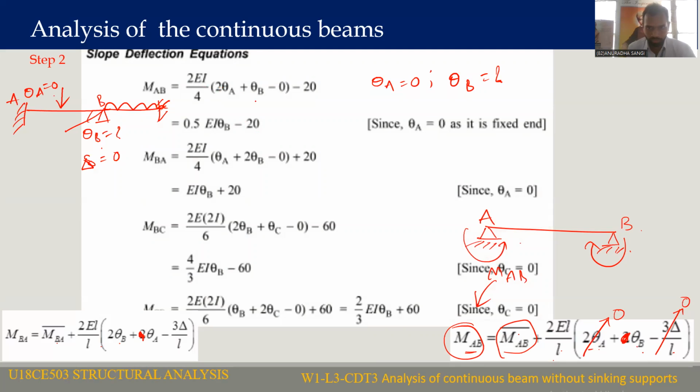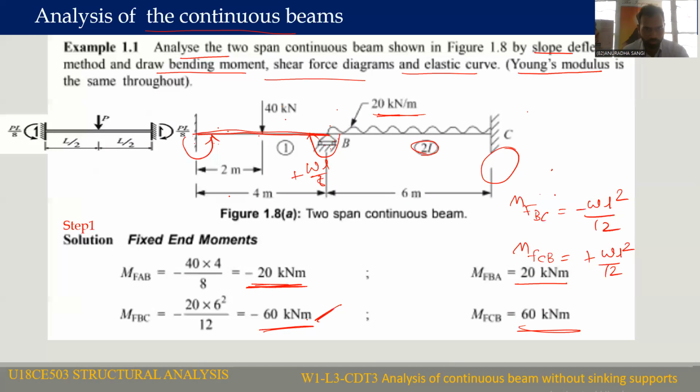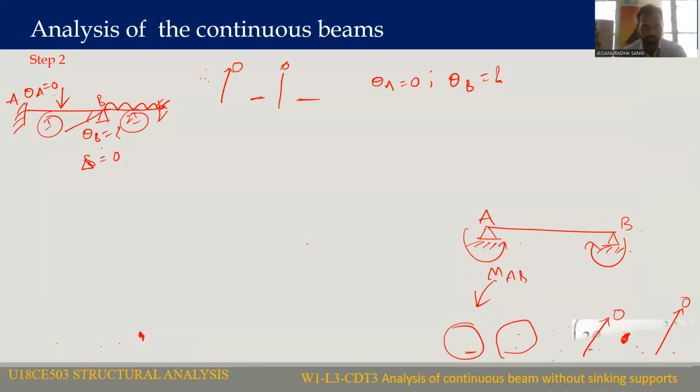That is, MEAB is equal to MFAB plus 2EI by L into (2 theta A plus theta B minus 3 delta by L). Substitute: theta A is equal to 0, delta is equal to 0. Only theta B is the unknown. EI is constant: I for the AB span, 2I for the BC span. The fixed end moment due to loading, MFAB, is minus 20, and you have to substitute that here.